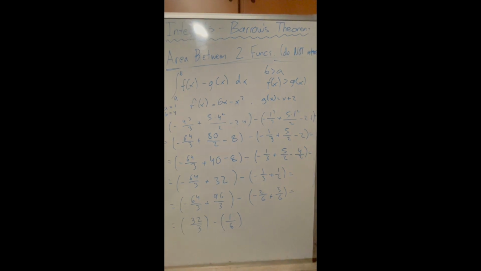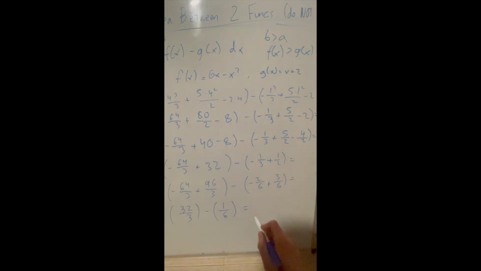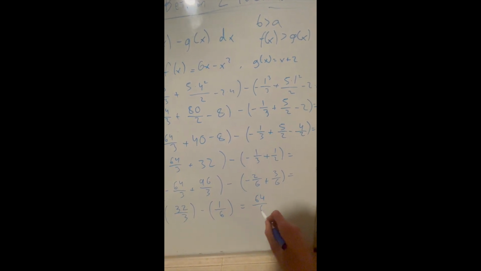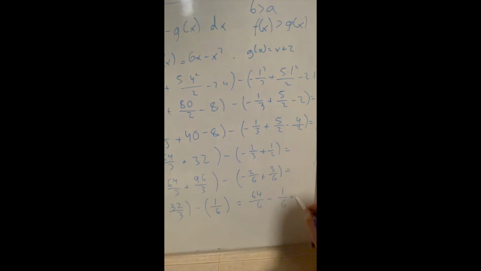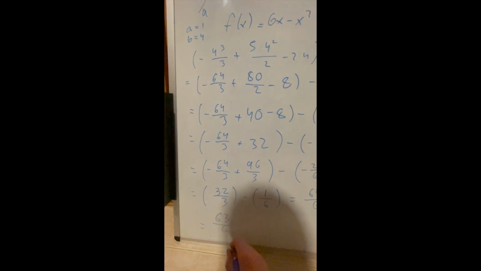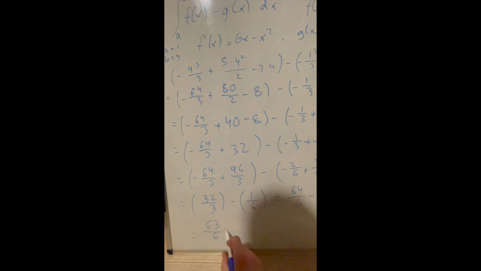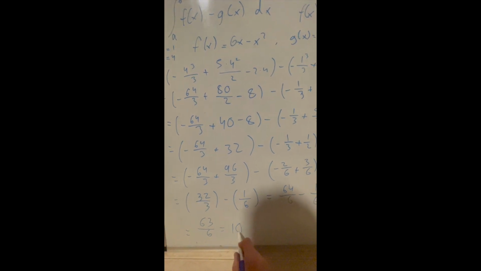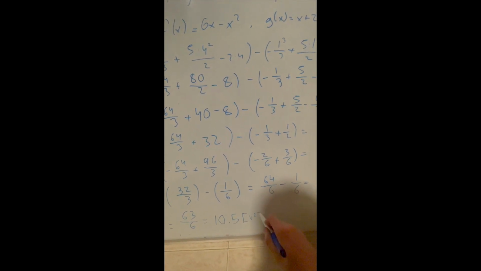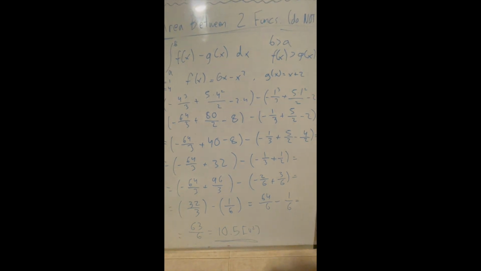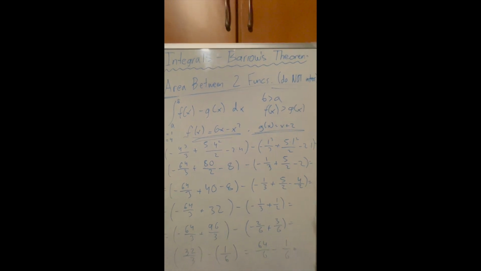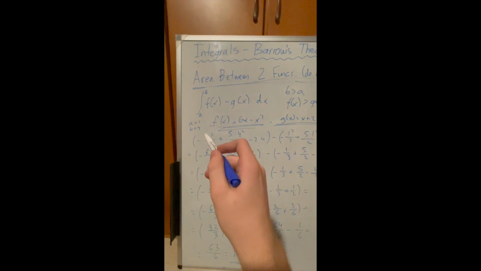And so this is going to be just 64 sixths minus 1 sixth, which is 63 sixths, and this is pretty much 10.5, and that is in units squared, since it is the result for the area between 6x minus x squared and x plus 2 between the points 1 and 4.